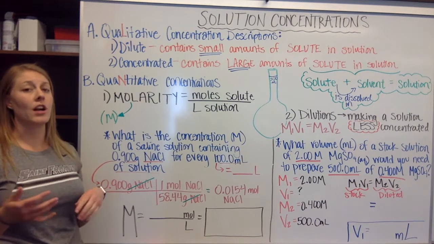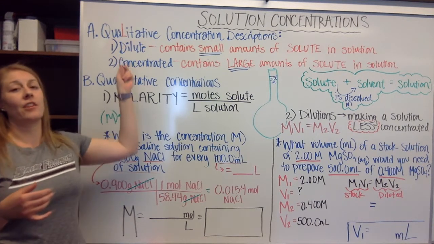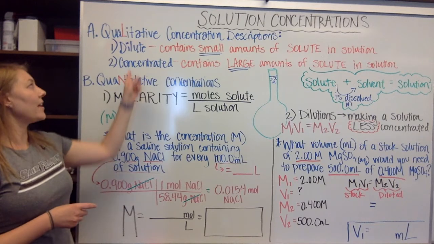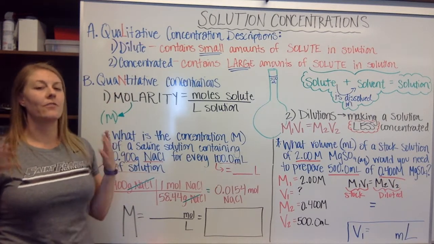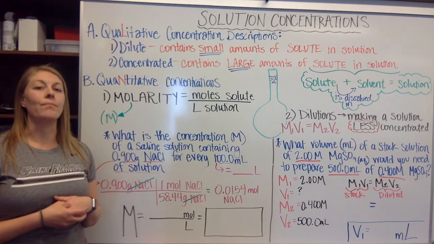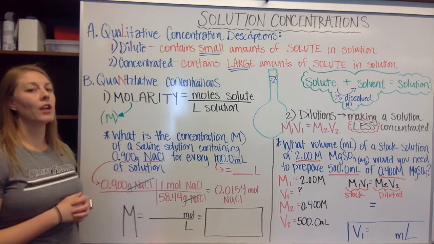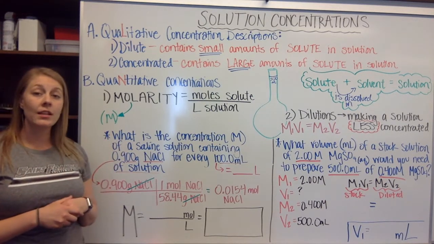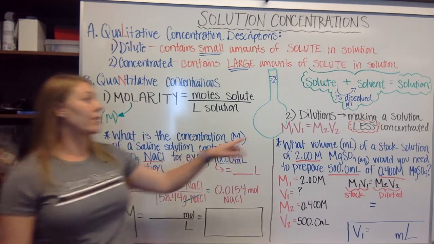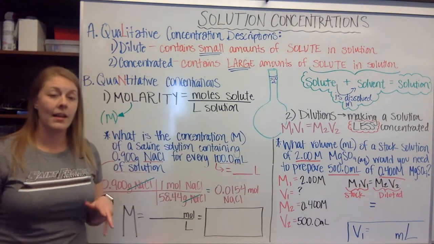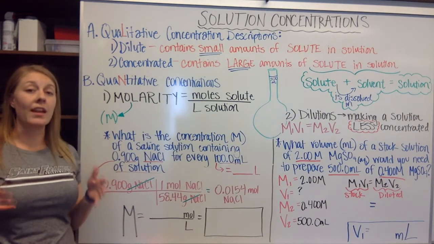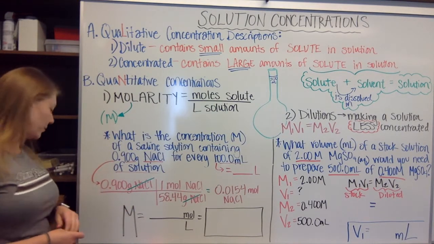So the first thing that we're going to talk about is whether or not solutions are dilute or concentrated. And these fall under the qualitative category. Remember, the L for qualitative means quality, no numbers involved. Now remember that a solution is made up of a solute dissolved in a solvent. So that's important to remember when we're thinking about these concentrations of solutions.